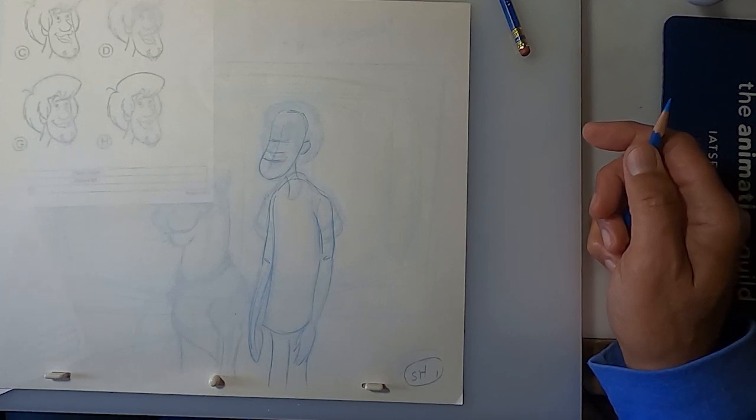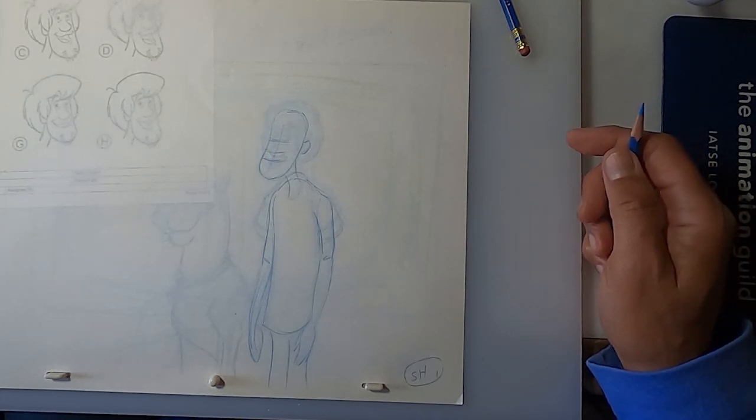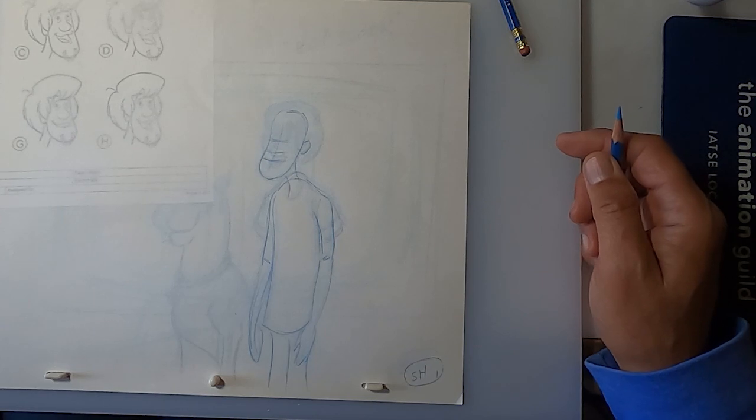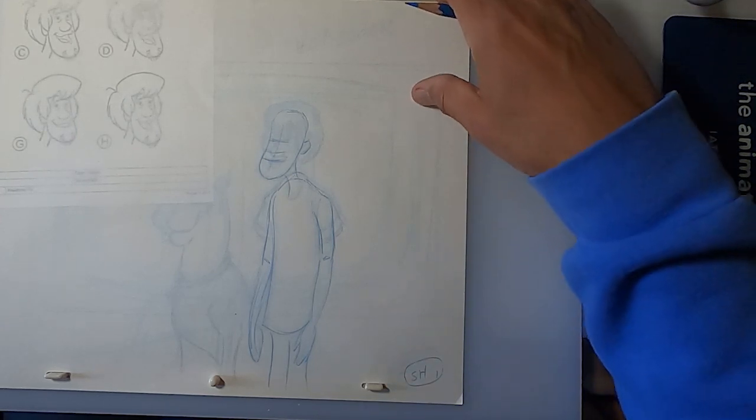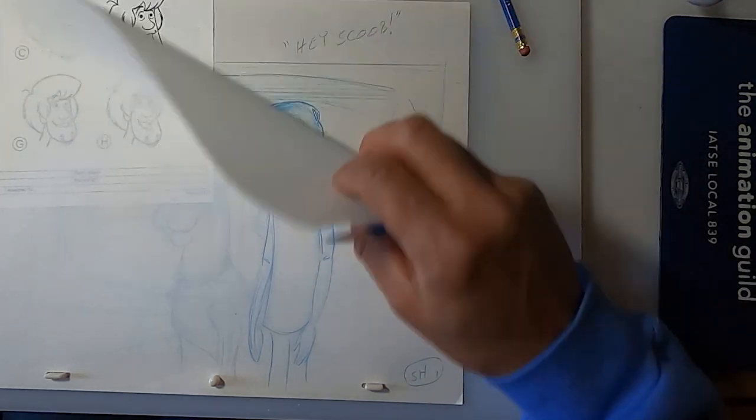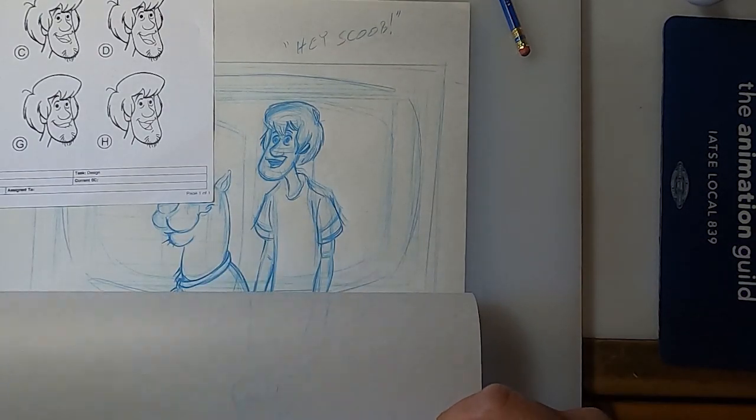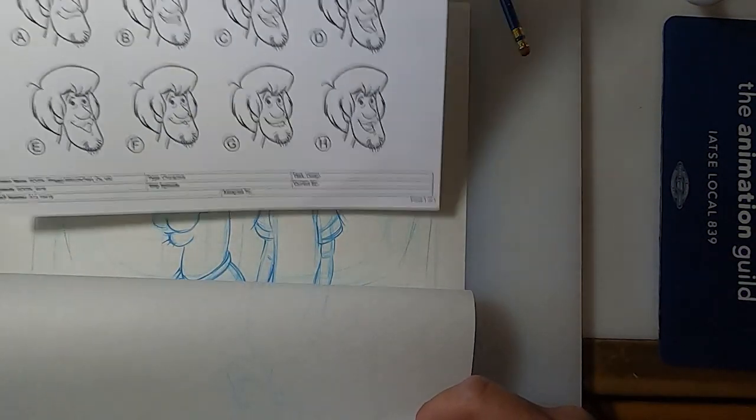Let's pick up where we left off last time. And let's start cleaning up drawing one of Shaggy from that scene of Shaggy and Scooby. As you can see, I've pulled out the mouth chart.